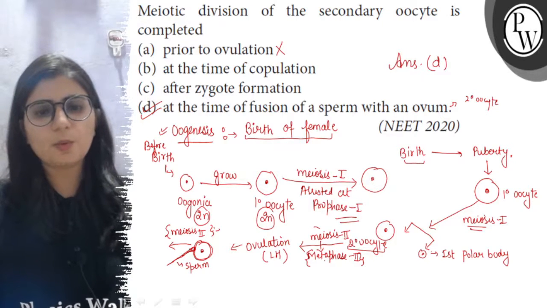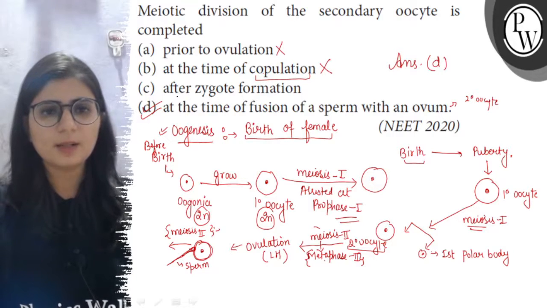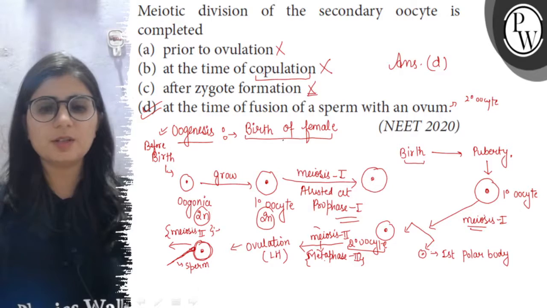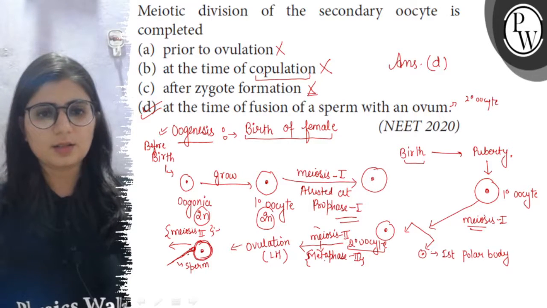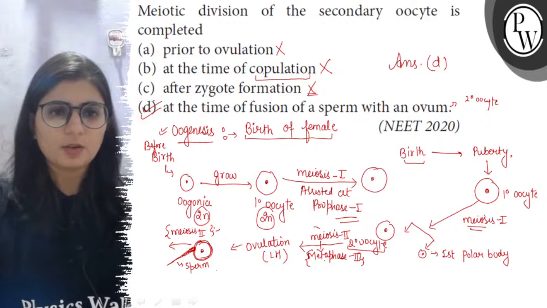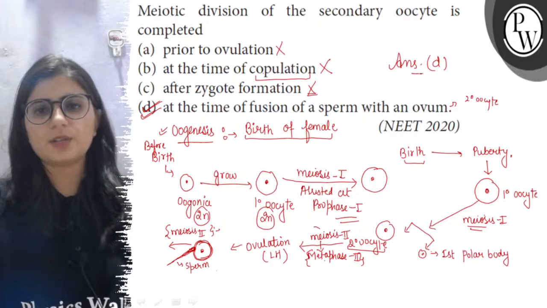At the time of copulation, which means sexual intercourse, this is not the case. After zygote formation is wrong too, because it occurs before zygote formation: the secondary oocyte first fuses with the sperm cell, and only then does it complete meiosis 2. So the only right option here is option D. It is our right answer.